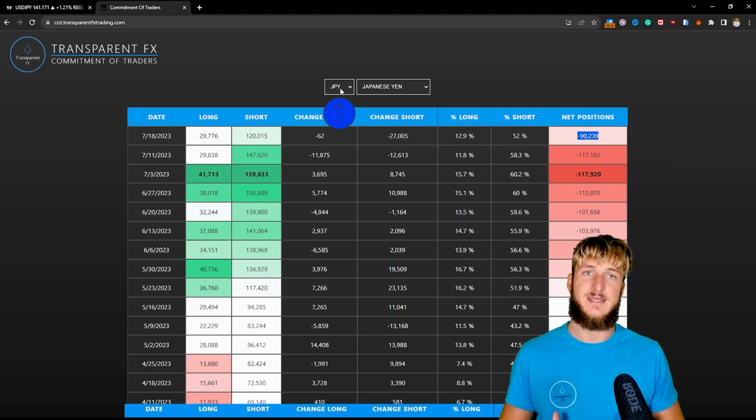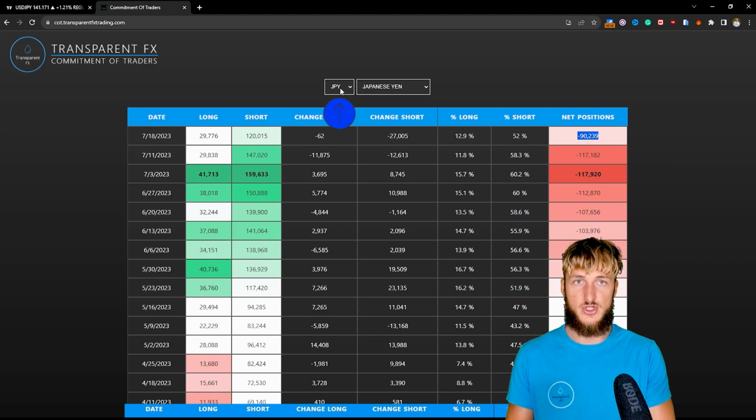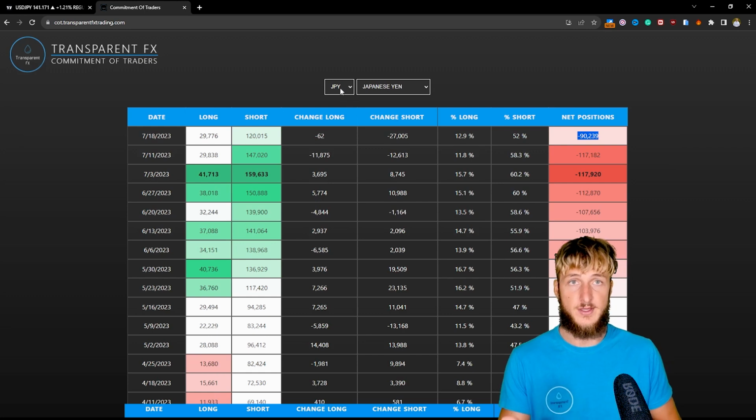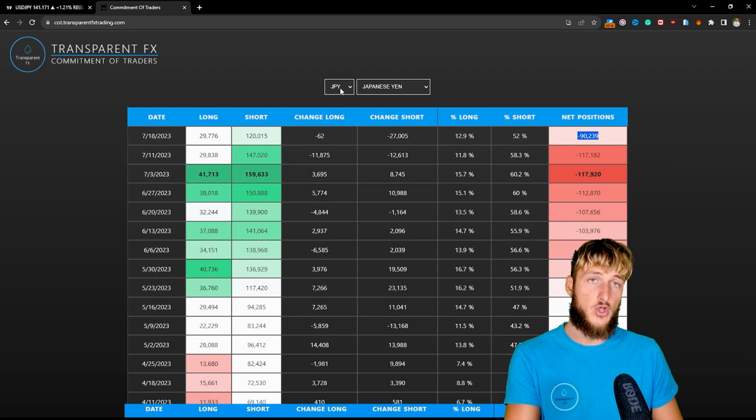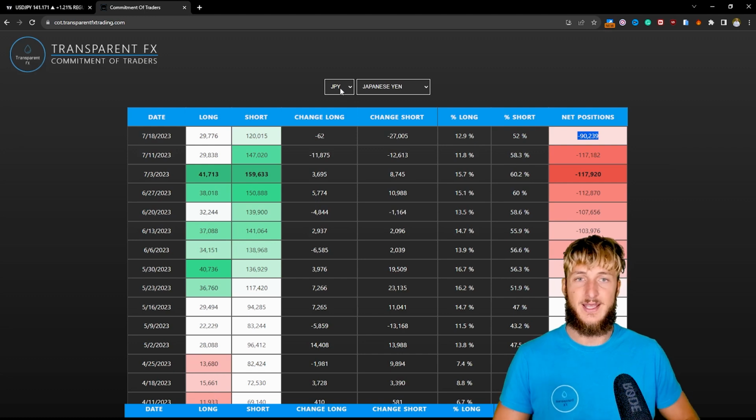This essentially means that institutions have been moving to the bearish side of the JPY, and a move to the bearish side of the JPY means a move to the bullish side for USDJPY, because a weakening JPY that gets shorted by institutions makes USDJPY stronger. The reason being is that all currencies on the spot are traded against the USD.